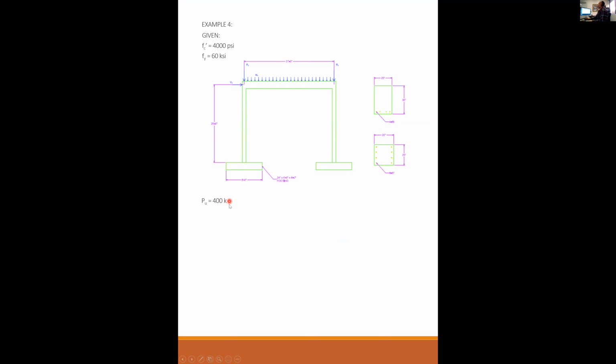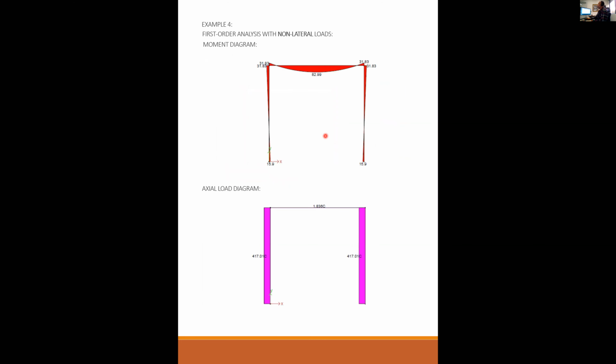So P sub U is 400 kips. You have 400 kips coming down on this column, 400 kips coming down on this column, and it's P sub U. The work of factoring, the 1.2, the 1.6, has already been done. It's already factored. But why is it 417? It's 417 because we have this W distributed load here that is also carried by the two columns. When I analyzed that in my frame program, what I got was 417 and 417. But these are already factored.